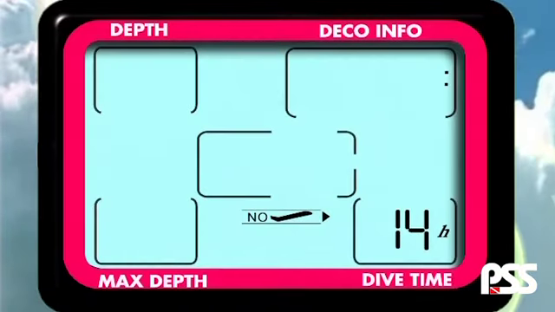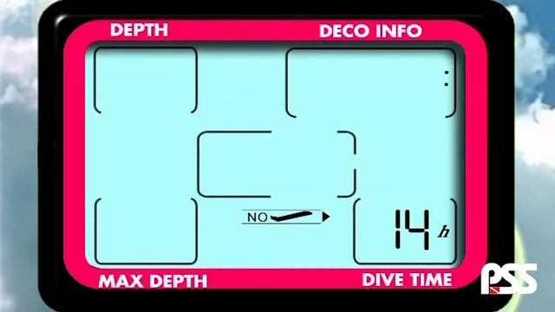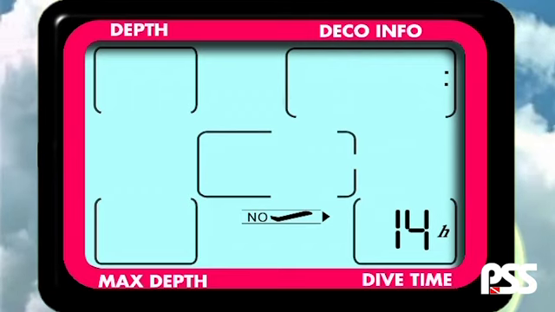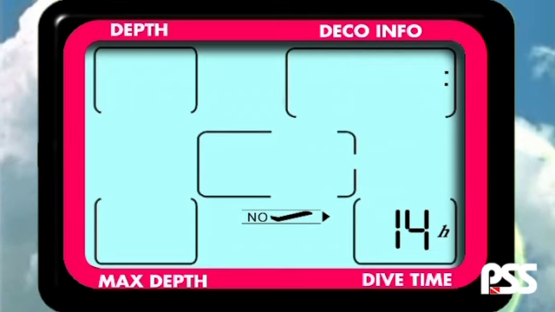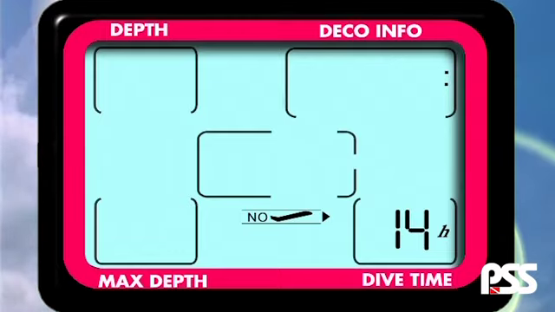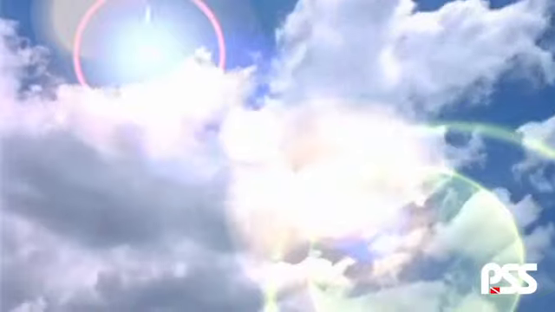Another sign that might appear is a crossed-out airplane or the word "No". This indicates that you should not change altitude, as you need to do if you fly in an aeroplane or drive up a mountain, before the time indicated on the computer has elapsed.